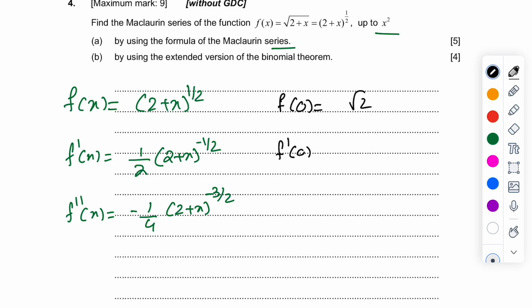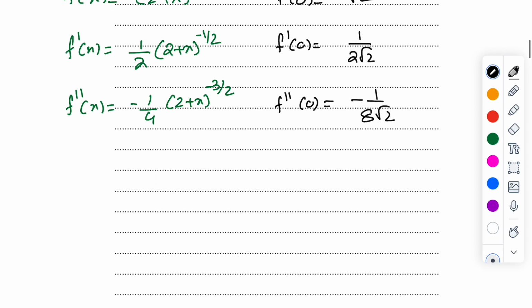Then I am substituting 0 in the function, so it becomes square root 2. Then in the first derivative, it becomes 1 upon 2 root 2. And in the second derivative, it becomes negative 1 upon 8 root 2. Now, using the Maclaurin series, what does that become?